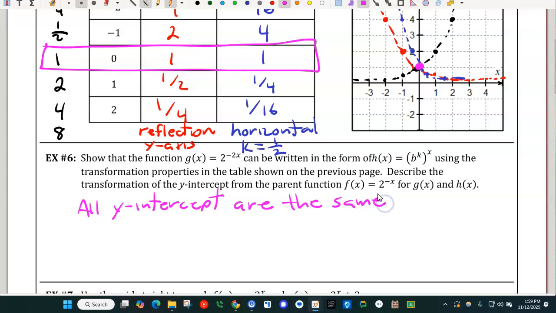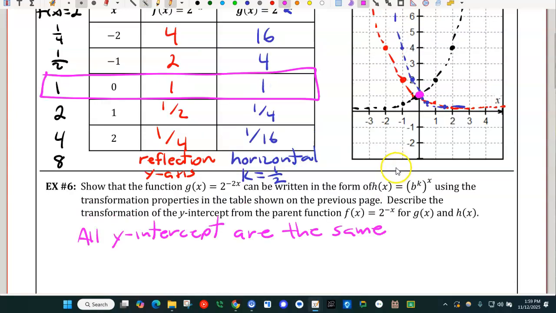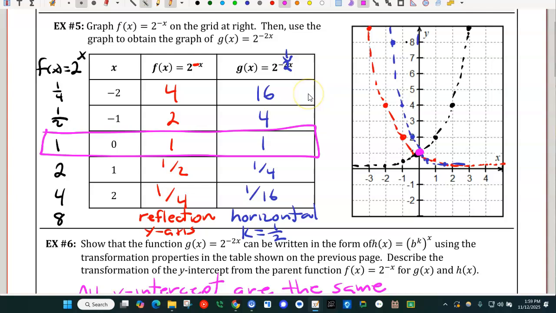Now we start doing translations where we slide left, right, up, and down. The y-intercepts do change, but if we don't have any pluses or minuses, just a negative, that y-intercept stays put. All right. So that was a horizontal dilation.